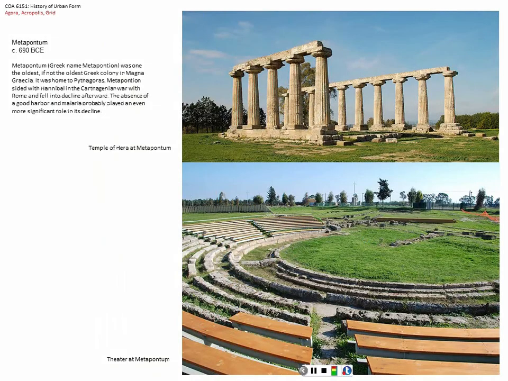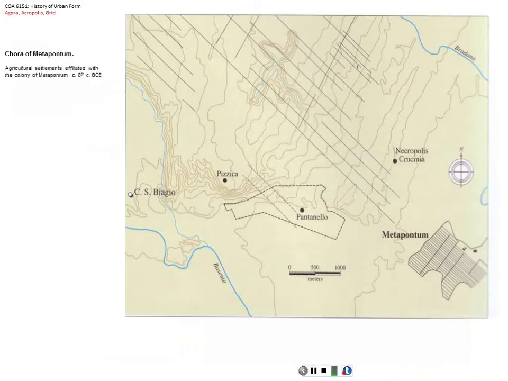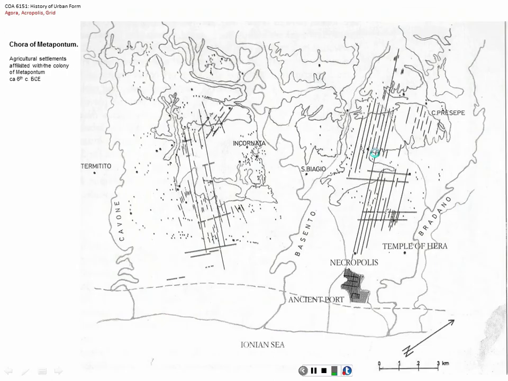There are ruins of these that remain, such as the theater here at Metapontum, as well as the Temple of Hera. And there was agricultural territory associated with each of these cities, such as what we see here. So Metapontum was laid out on these Hippodamian principles that we see here. Not much of it remains. And then these lines that we see out in the fields are called chora. The chora were the agricultural settlements that were affiliated with the colony.